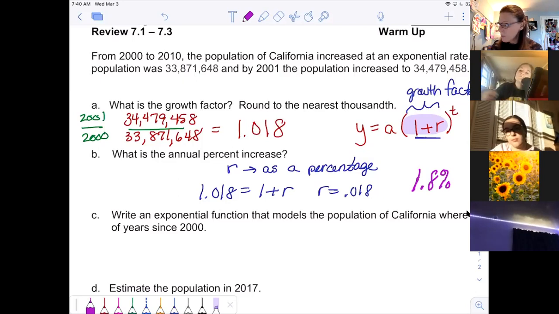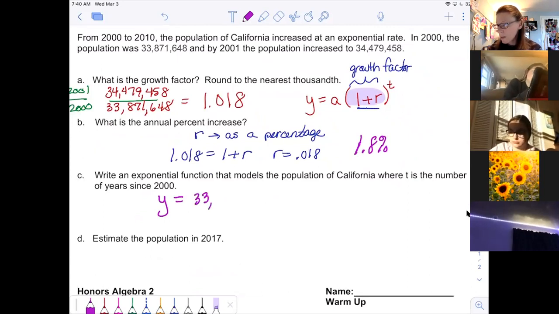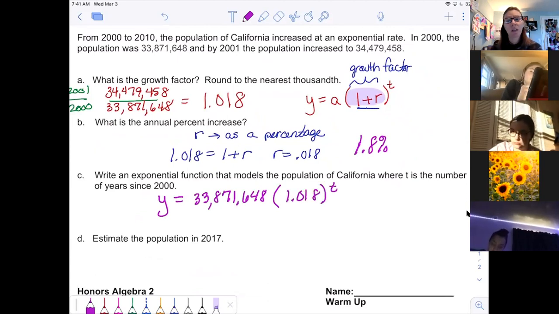Part C says write an exponential function that models the population where t is the number of years since the year 2000. So to write that exponential function, we start with A, the initial amount, and that initial amount was in the year 2000. Then we have our growth factor, which we already calculated in part A, and then we have our exponent. So the initial amount, the growth factor, and then the exponent of t representing the number of years.